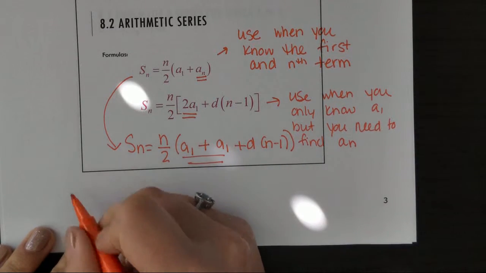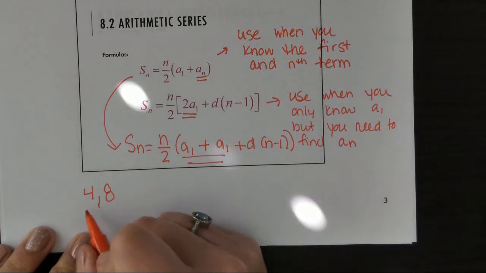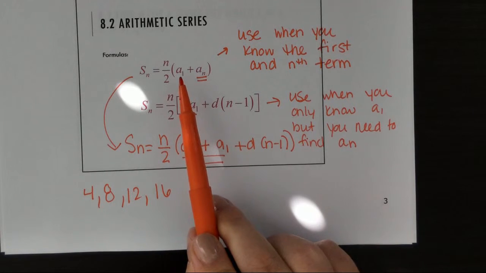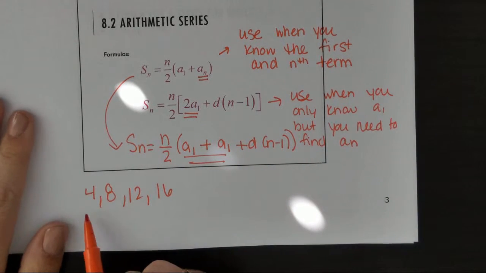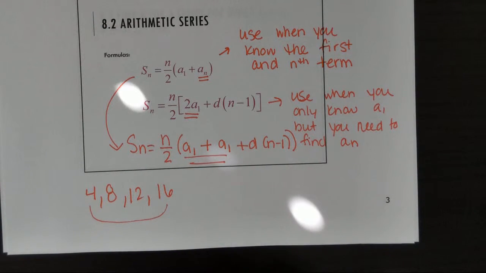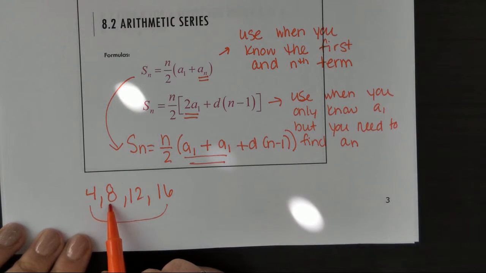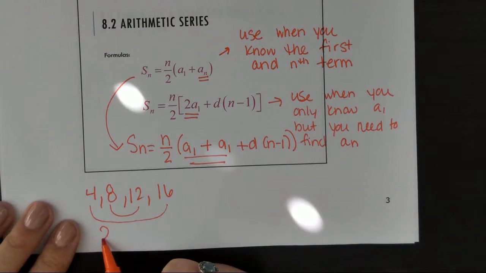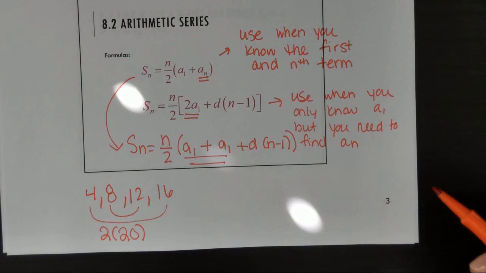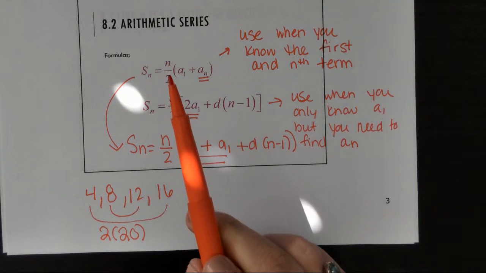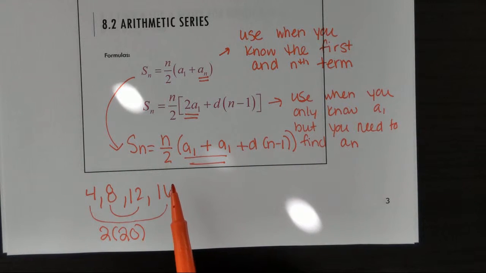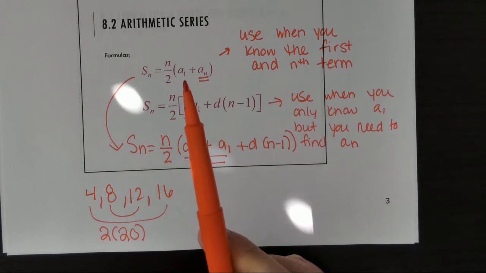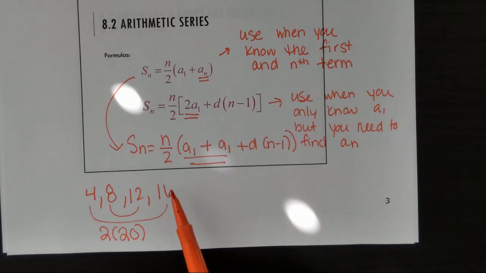If we have this series or sequence 4, 8, 12, and 16. So this formula says that we're going to add the first and the last term together. So down here, if I add the first and the last term together, I have 20. If I add together the two inside numbers, 8 and 12, I also get 20. So I have two groups of 20. Do you see how we have the n over 2? I have 4 terms here, and I have 2 groups. So I was taking the 4 and dividing it by how many groups there are, and then multiplying it by the sum of the first and the last.